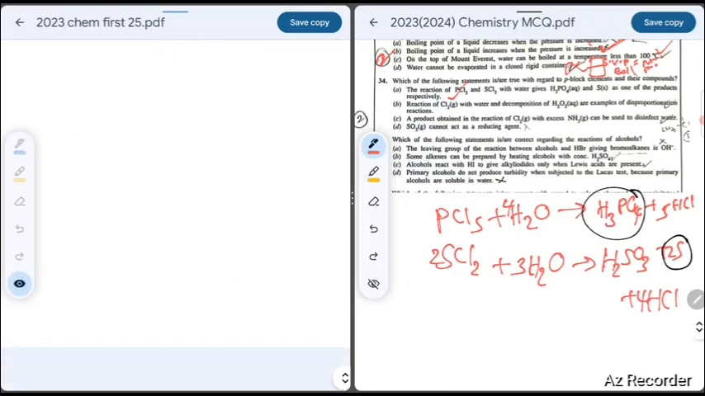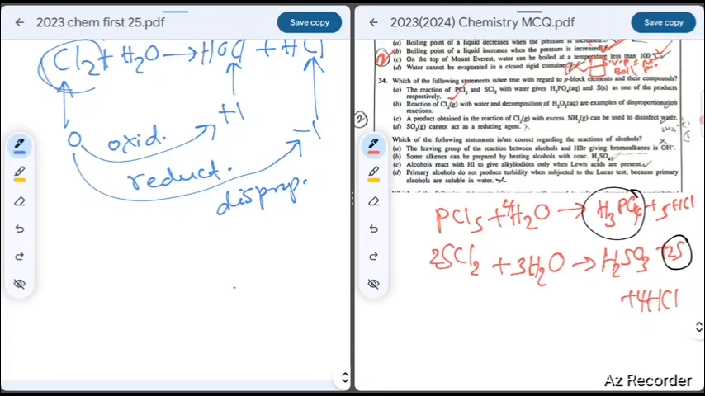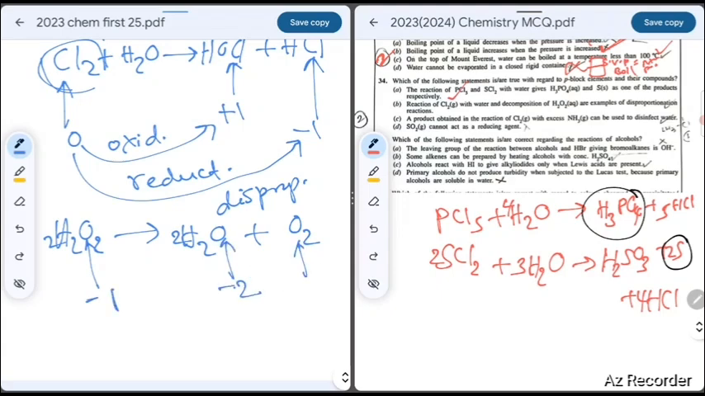Next, the decomposition of H2O2. When H2O2 is decomposed, it gives H2O and oxygen. Peroxide oxygen means here it has minus 1. Here minus 2, here 0. Then minus 1 to minus 2, reduction has occurred. Now the oxidation number of oxygen in H2O is minus 2 because H is plus 1, 2 H's are there, so plus 2, here should be minus 2.